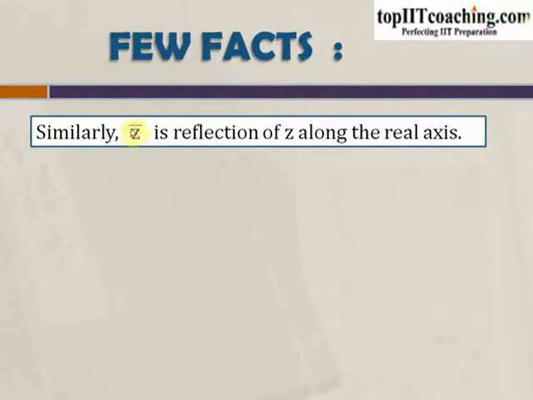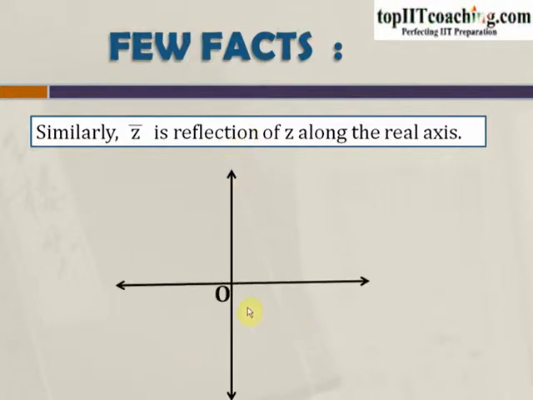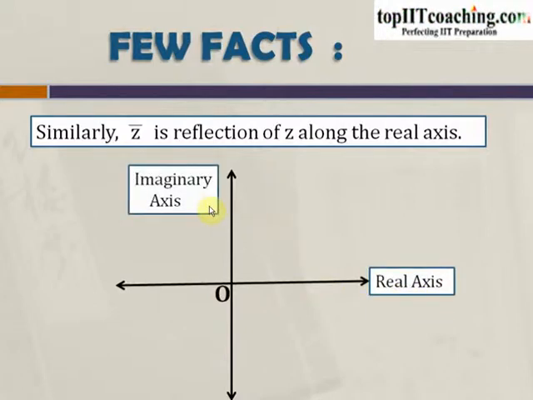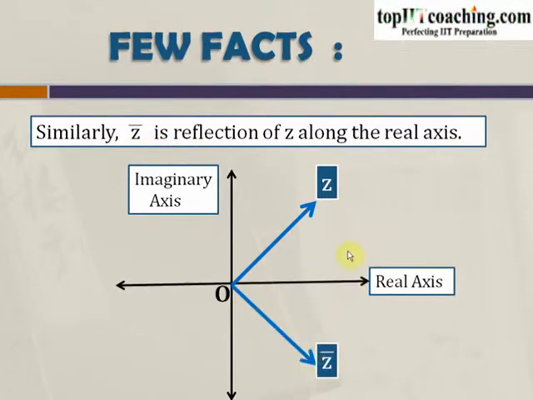Similarly, z bar or the conjugate of z is the reflection of z along the real axis. So now we take the reflection of z along the real axis to get the conjugate of z. Again, we take the Argand plane in which this is the origin, and this represents the real axis and this represents the imaginary axis. Now let's say this represents z. Z is a complex number. Now the reflection of z about the real axis would be this one, and this represents z bar or conjugate of z. So conjugate of z is nothing but the reflection of z along the real axis.